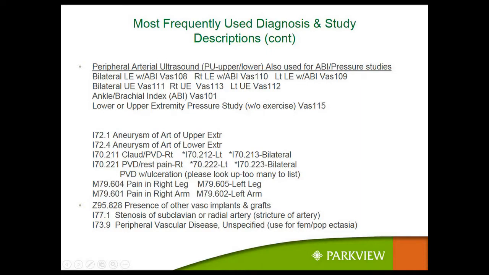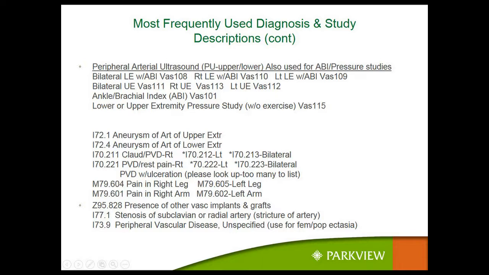Peripheral arterial ultrasound, upper and lower. These are the same codes used for ABIs. For the upper extremity, let me go to the second page. They get pain in the right arm, usually. The 79.601, that's usually pain. The 77.1 near the bottom, stenosis of the subclavian or radial artery. That 77.1 code is another code that brings up a bunch of different options.